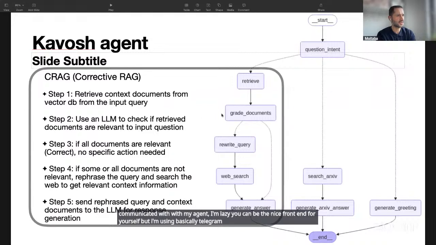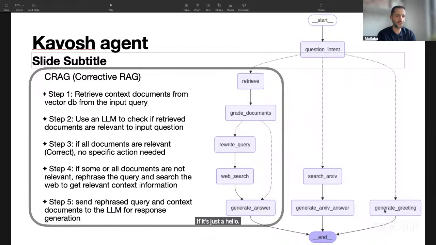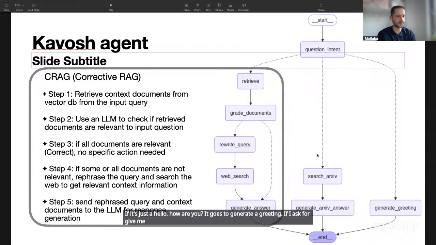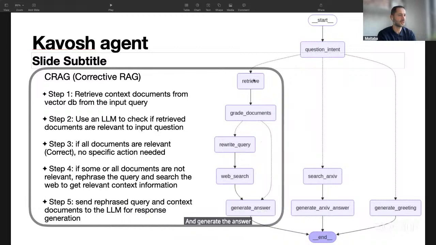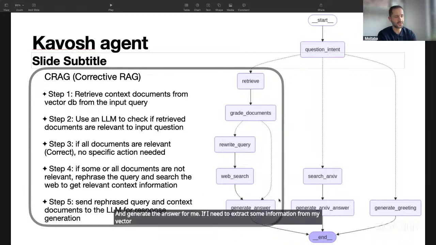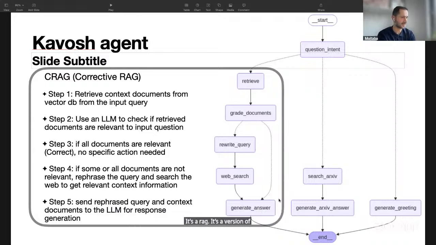Under the hood, quickly, it tries to understand what my question is. If it's just a hello, how are you, it generates a greeting. If I ask for the most recent paper about certain things, it goes to search arXiv and generates the answer for me. If I need to extract some information from my vector database, it goes to the vector database and grabs the information. It's a version of a RAG to extract the information.